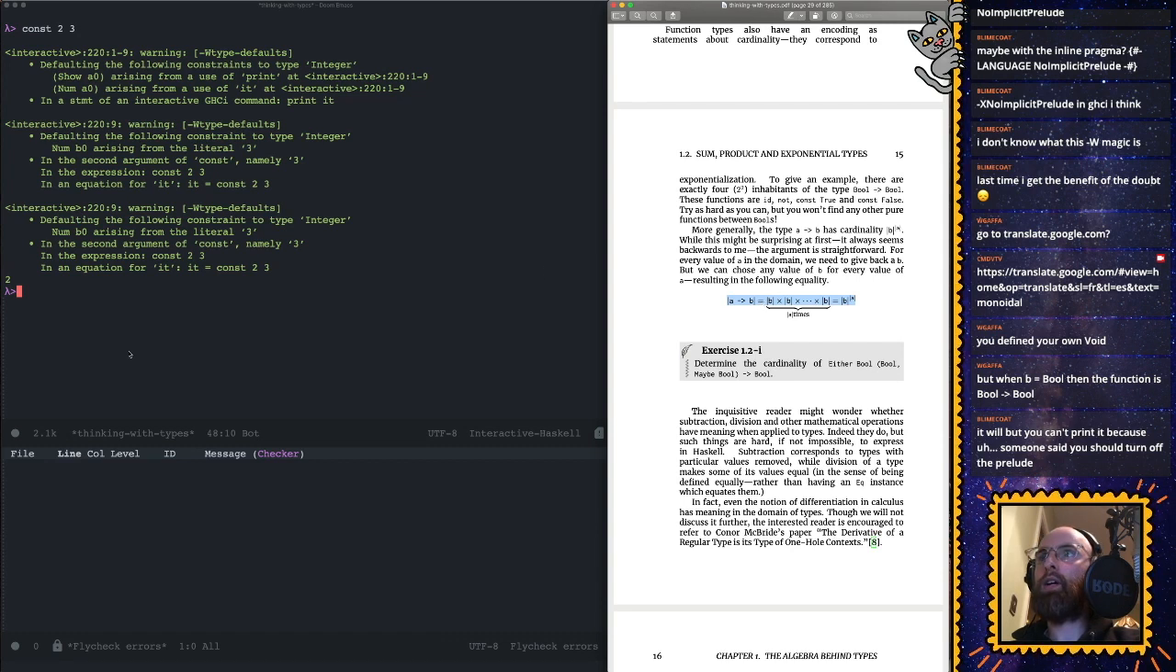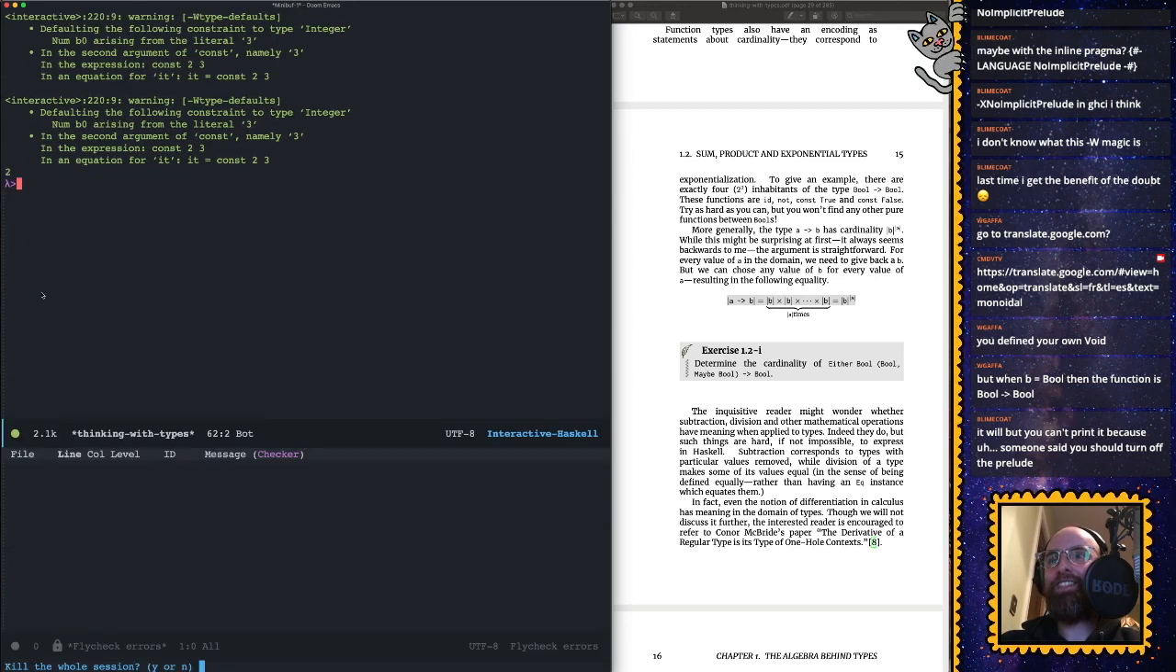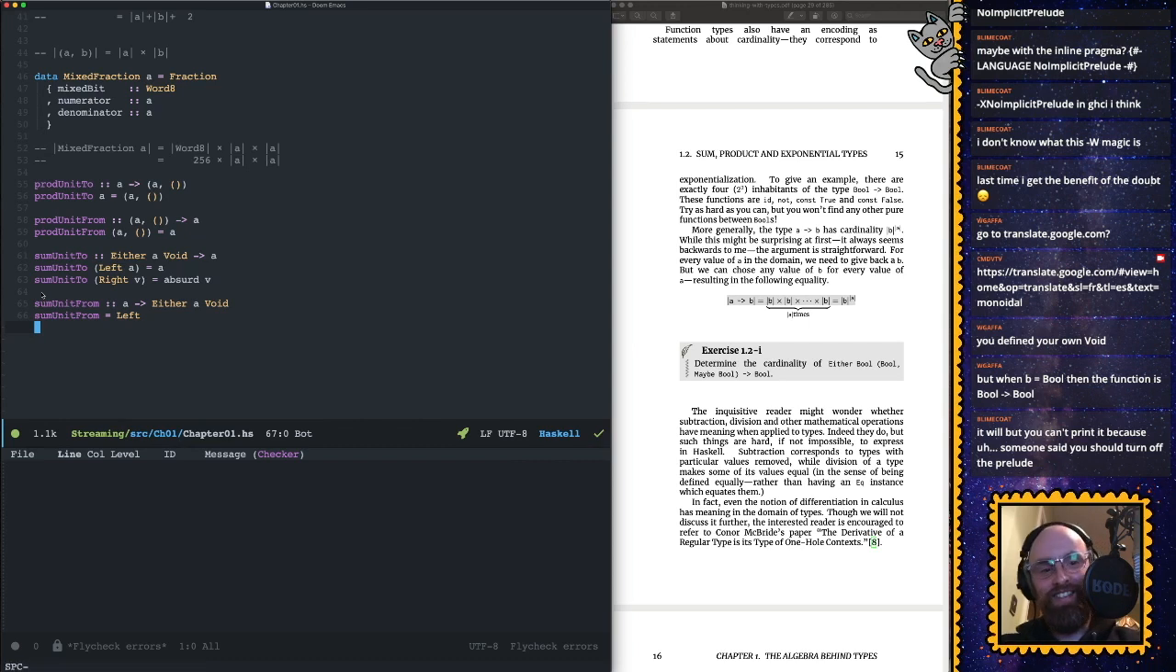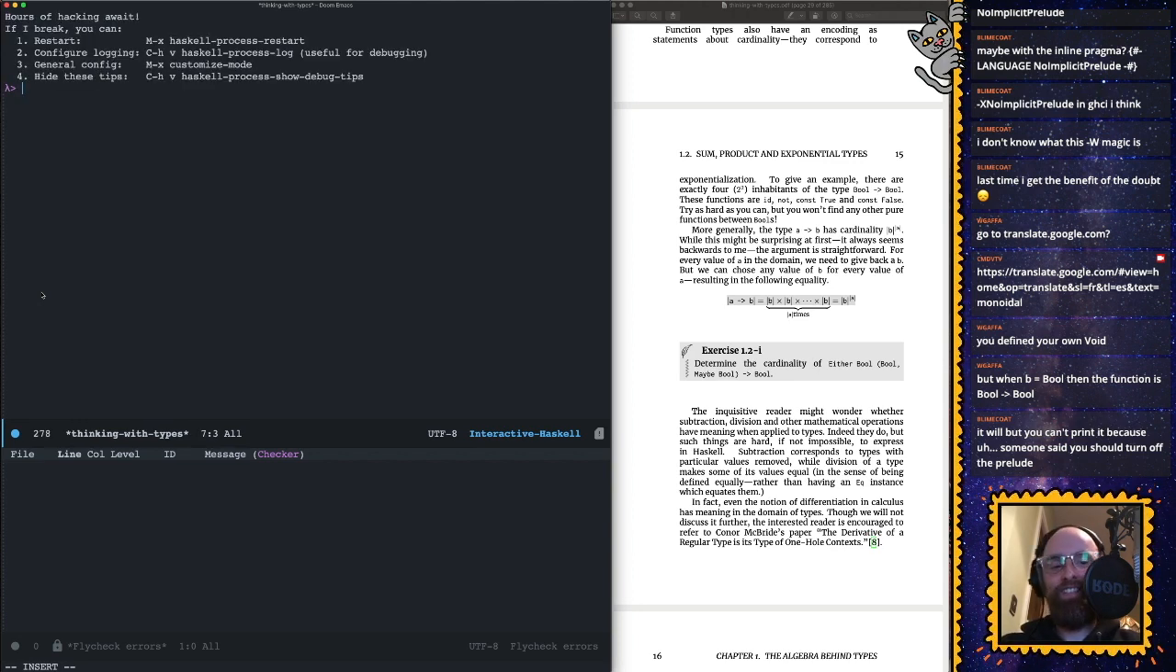Oh, it will, but you can't print it because someone said you should turn off the prelude. Is that because I've turned off? Oh, okay, what have you done? Should print. We've turned, okay, hold on. Let's get rid of the whole session. I like it. That was good. Is it going to load? Yes. Actually, we don't need to load that file. We can just do.